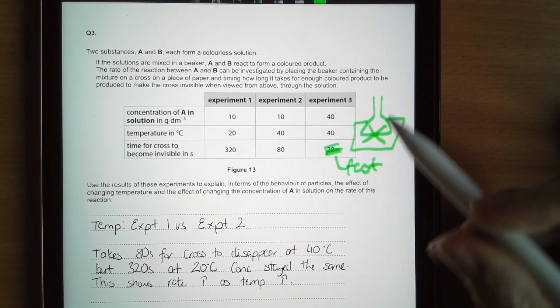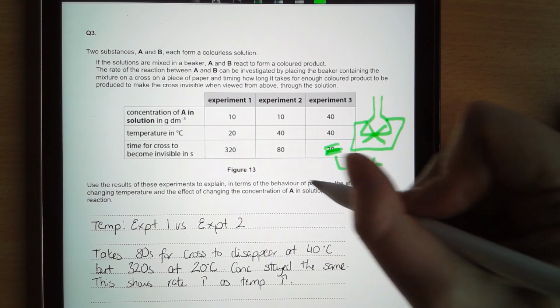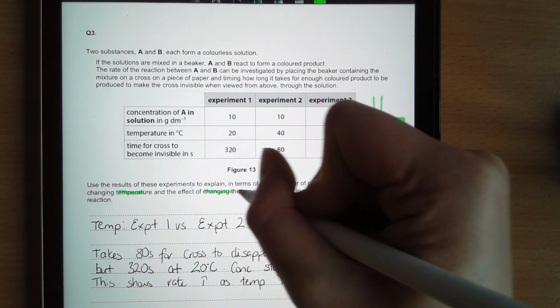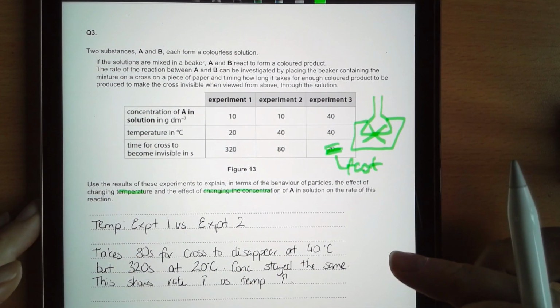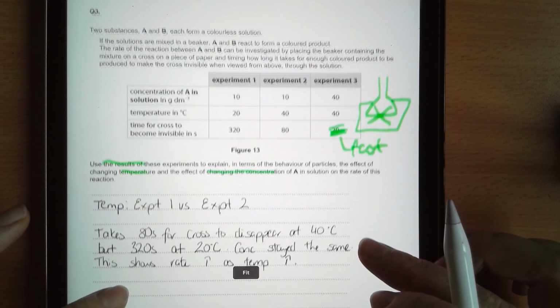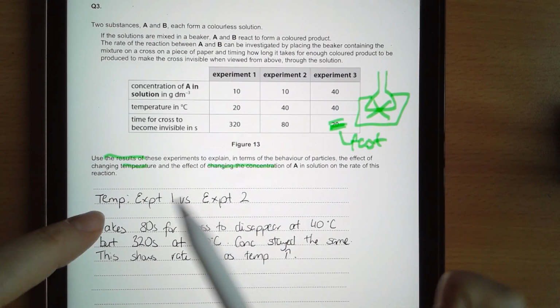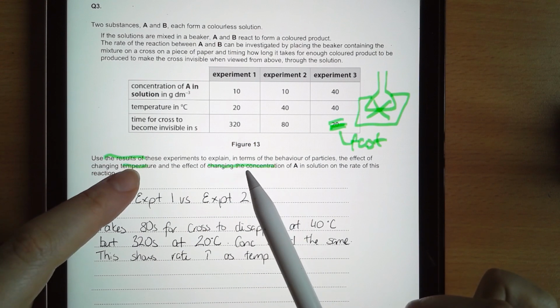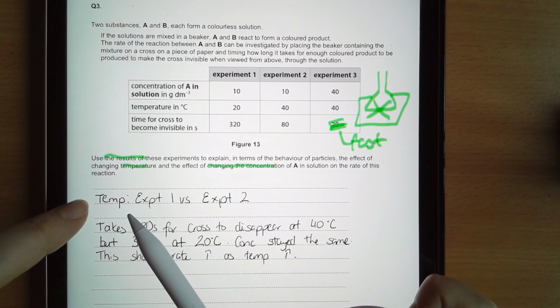So if we look at the question, you need to explain in terms of behavior of particles how changing the temperature and changing the concentration affects the rate, okay? And you have to use these results. So what I've done is I've decided I'm going to talk about temperature first. You're asked to talk about temperature and concentration. I'm going to write a little paragraph on temperature.